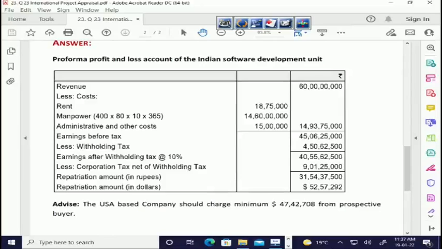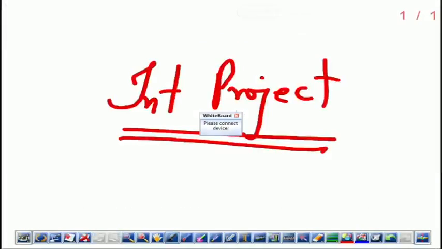So this amount, 3154, is repatriated, converted to dollars, divide by 60. You get 52,57,292. So 52,57,292 is the amount repatriated. So ultimately, $10 million was sent over here and they took back 5.257 million. So they actually spent 4.742 million. 4.742 million was spent over here. This is the minimum amount they will charge from the customer. Very easy sum if it is done once. Perfect.